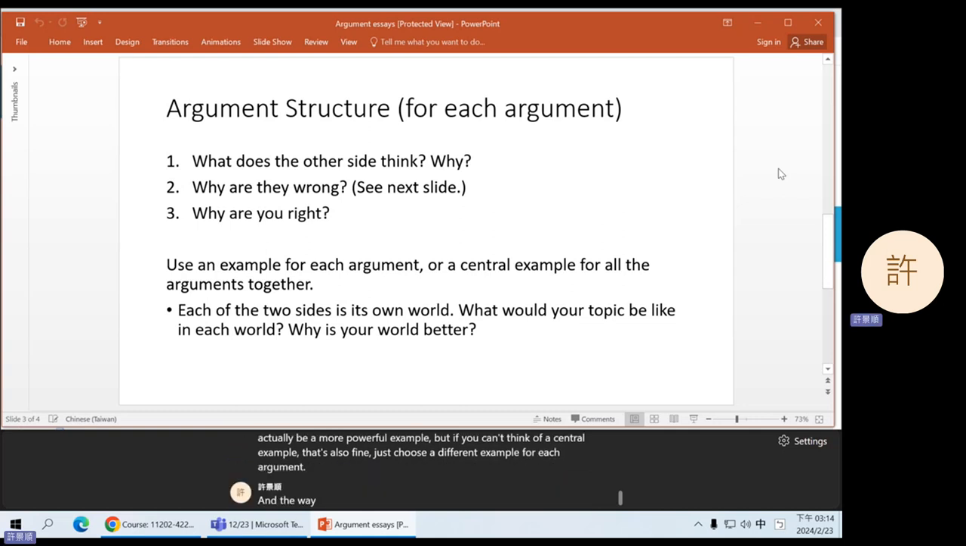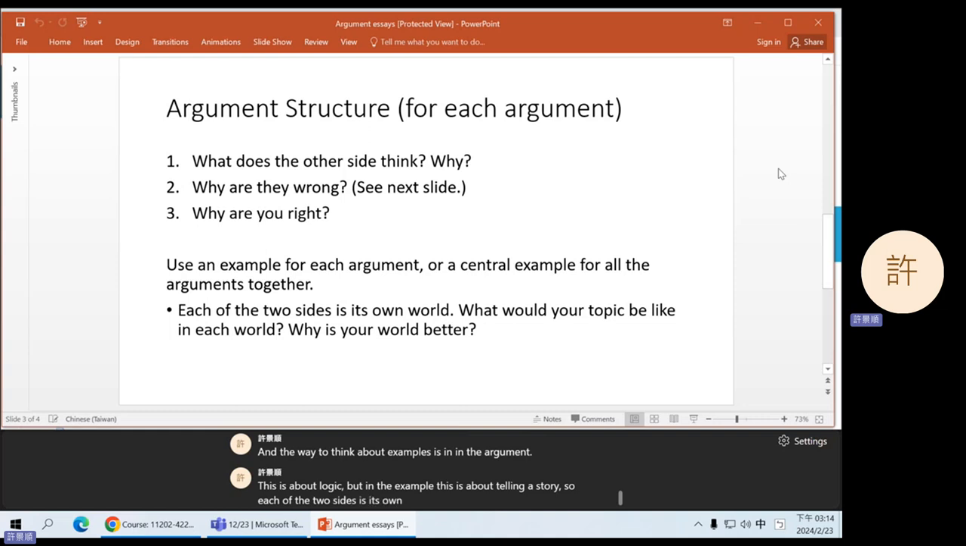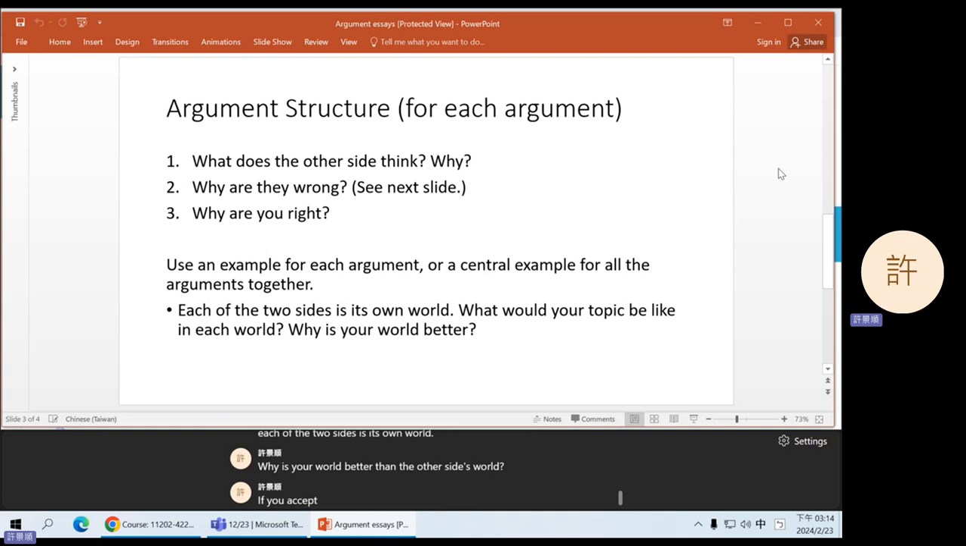And the way to think about examples is in the argument, this is about logic. But in the example, this is about telling a story. So each of the two sides is its own world. Why is your world better than the other side's world? If you accept their arguments, what would the world be like? What would people experience? If you accept your arguments, what would the world be like? What would people experience? Tell a story. Compare two situations or two worlds, story worlds. You can tell I'm a literature teacher.